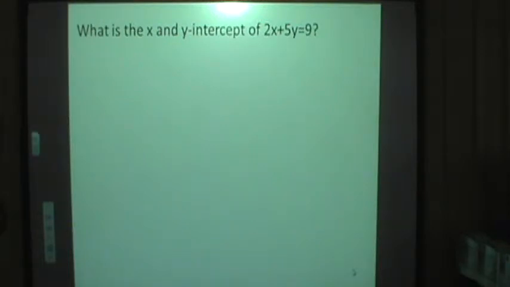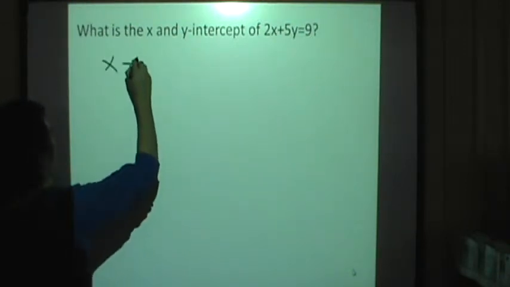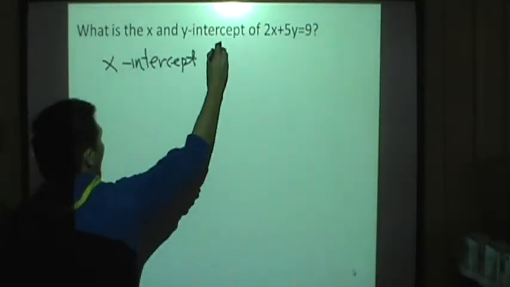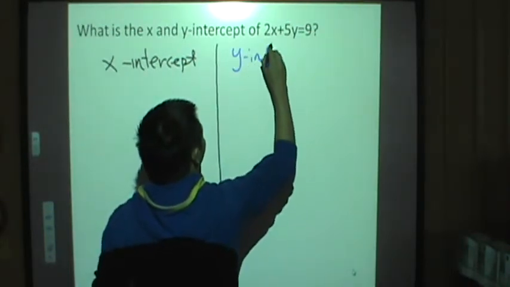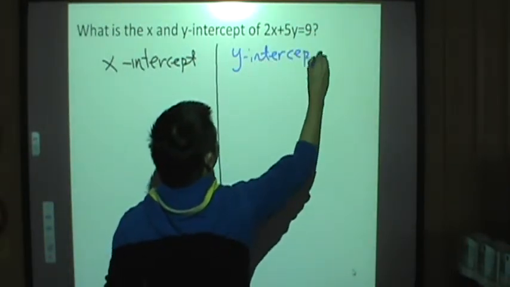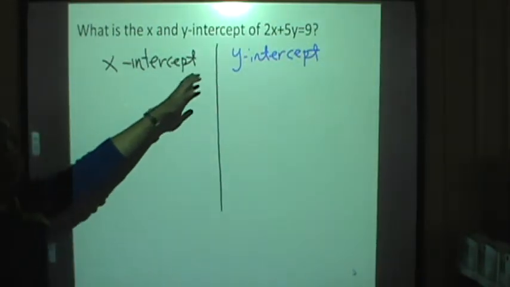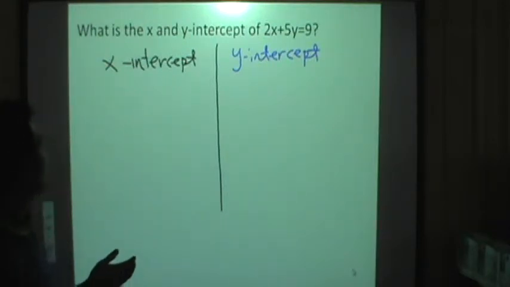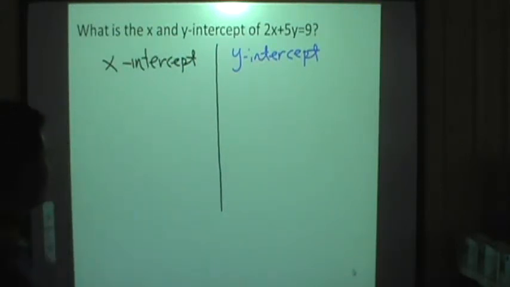What is the x and y intercept of this? Here we go. X intercept, here we have the y. Basically, we have the line here that is 2x plus 5y equals 9. If you graph this, the question here is, where is that line going to pass the y-axis and the x-axis?